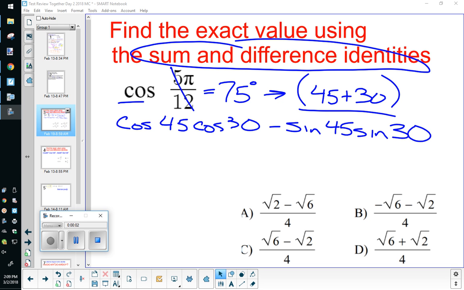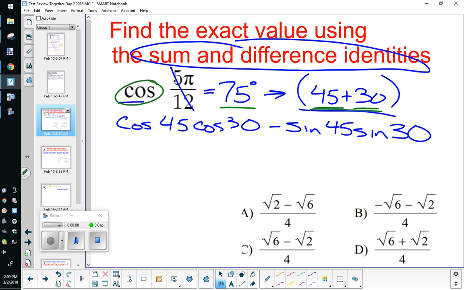Exact value using sum and difference. 5 pi over 12 is 75 degrees. I picked two angles to add, and then I did the cosine adding formula over here. I plugged in my alpha and beta. Now I'm going to unit circle.